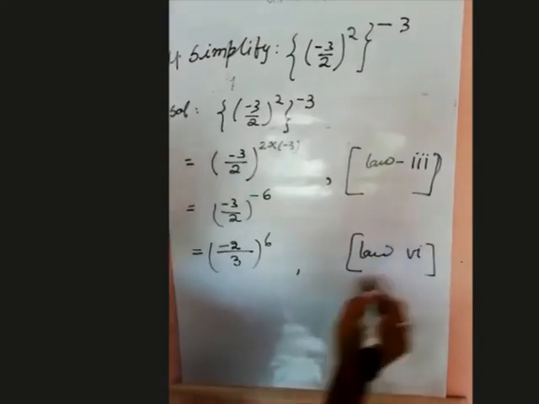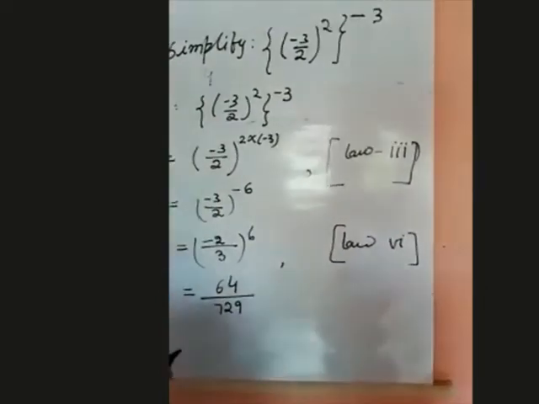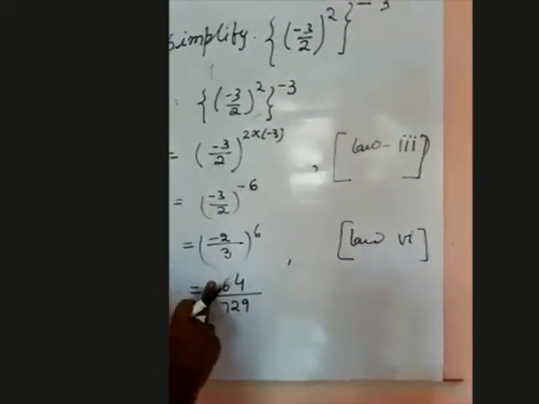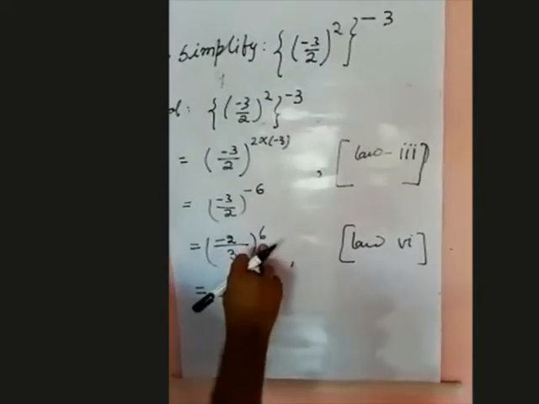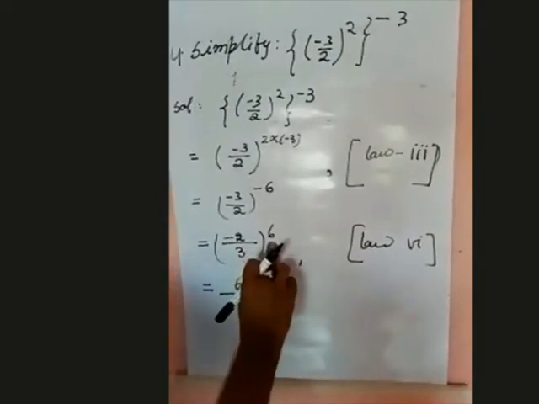Equal to 64 upon 729. Here the minus sign is not used because the exponent is even. When the base is negative and the exponent is even, then the product is always positive.